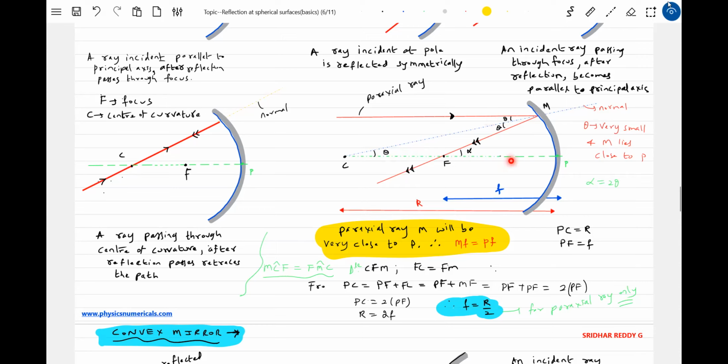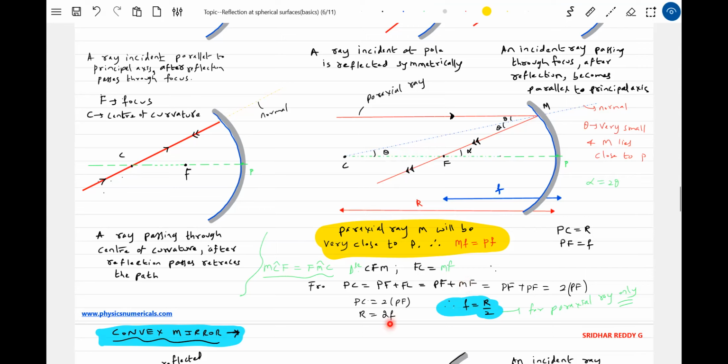Okay, let's see one thing. Due to paraxial rays, MF should become equal to PF. This is the condition. Next, again, let's look at the geometry. Angle FMC should be equal to angle FCM. Because of the isosceles triangle, MF should be equal to FC, or FC is equal to FM. What is the distance? PC is equal to PF plus FC. PF, let me keep as it is. Then FC, I can write as MF. And we know MF is equal to PF, so substitute PF here.